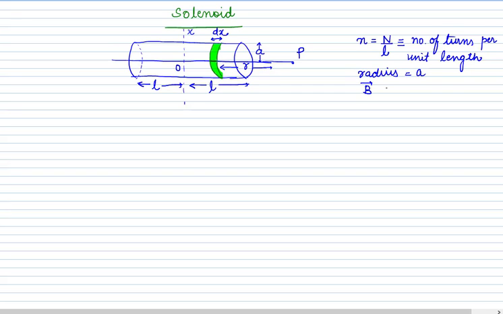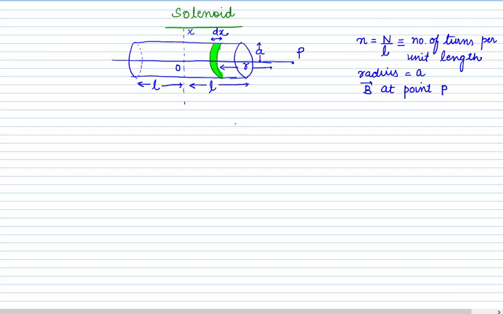We want to find out the magnetic field at point P. So this is point P, which is at a distance r from the small segment dx. O is the center of the solenoid. So let the center O be at any point x. If O is the center of the solenoid, then at a distance small x, we are taking any section dx. So this is the thickness dx of the solenoid.